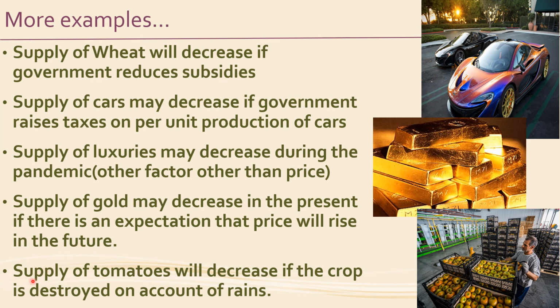The next example, supply of tomatoes will decrease if the crop is destroyed on account of rains. So you see, weather also becomes a change in other factors other than price. And when other factors other than price come about, then we have the shifts in supply.